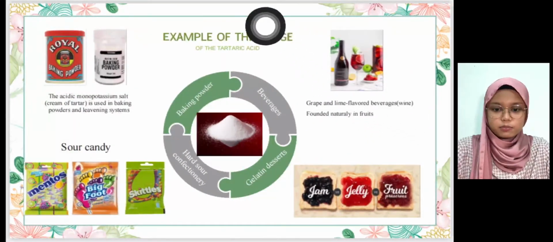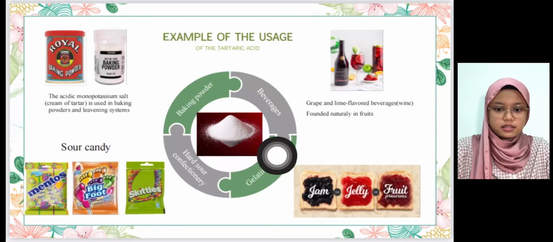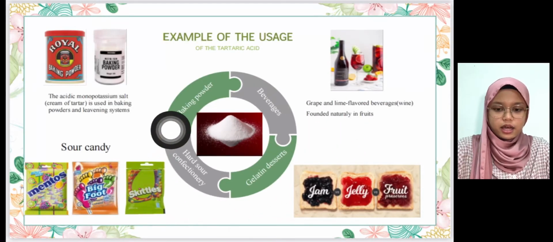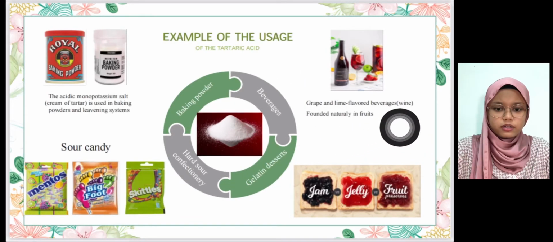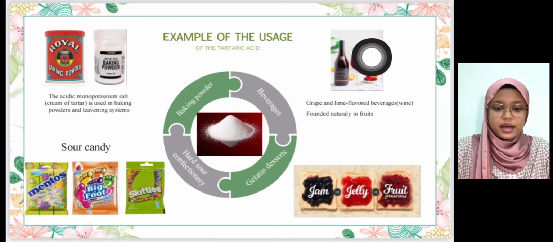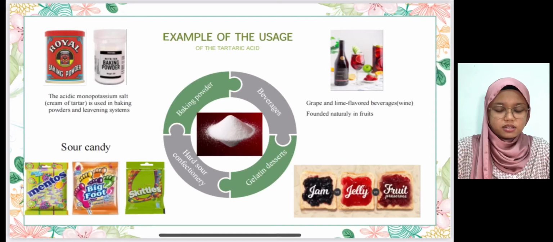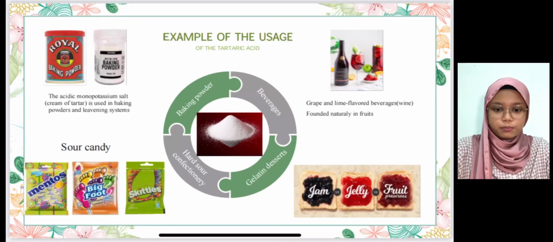Next, there are a few examples of the usage of the compound. Tartaric acid is often used as an acidulant in beverages, gelatin desserts, hard sour confectionery, and baking powder. For the beverages, for example, we can find it in wine, and in grape and lime flavored drinks, because tartaric acid has a stronger and sharper taste than citric acid. It is also found naturally in many fruits such as apples, papaya, strawberries, mangoes, and many more.